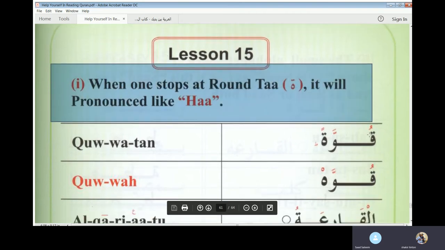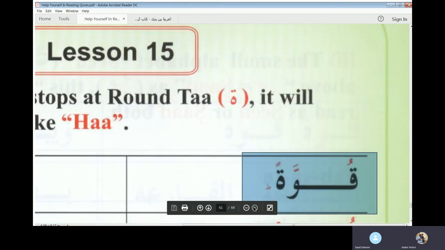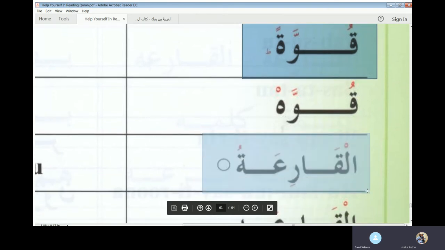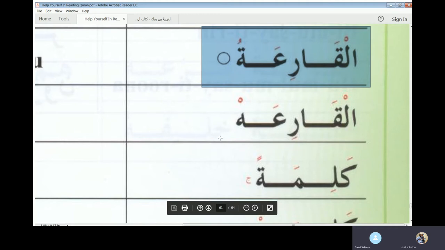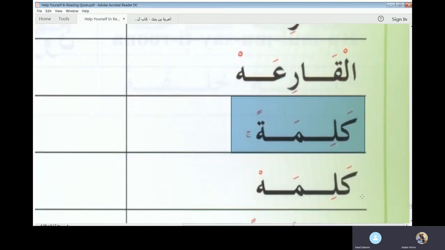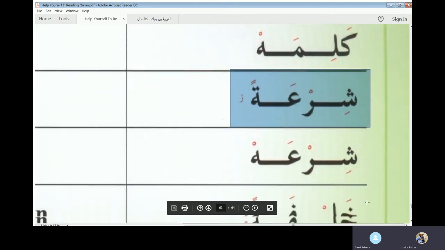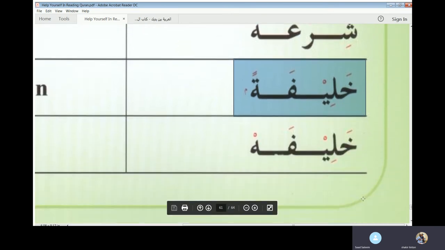When one stops at round ta, it will be pronounced like ha. Yes. Kuwa. Al-Qari'atu. No, it changes into ha. To a ha, yeah. Al-Qari'ah. Kalimah. Shir'ah. Khalifah.